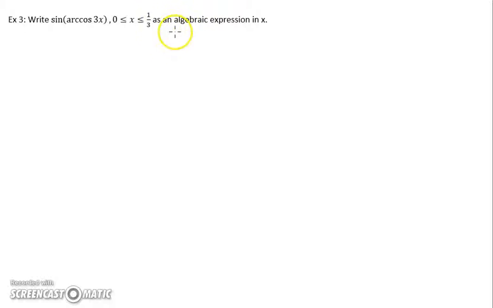So the key here is the fact that it's asking for an algebraic expression. This is not algebraic, this is trigonometric, right? We have trig functions, it's not algebra. You didn't see anything like this in algebra 1 or 2. So you can't keep it here. We need an algebraic expression. So it's really similar to what we just said a second ago. We're trying to find sine of some angle whose cosine is 3x. So this just means there's some angle theta whose cosine is equal to 3x.